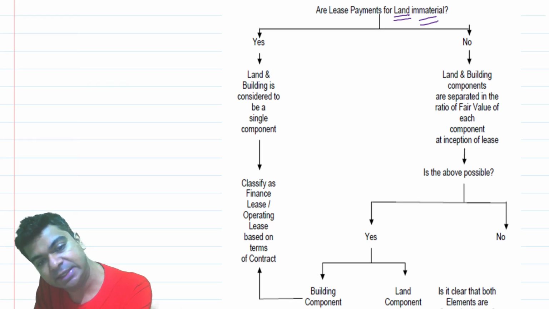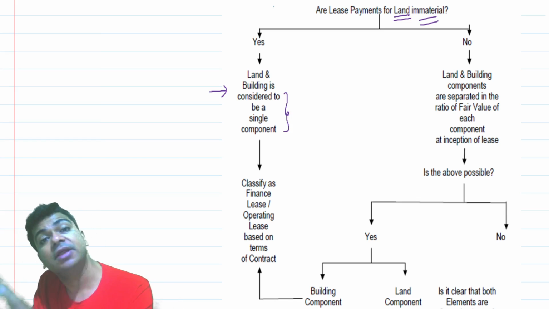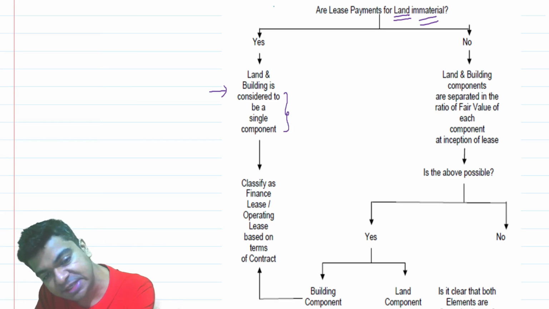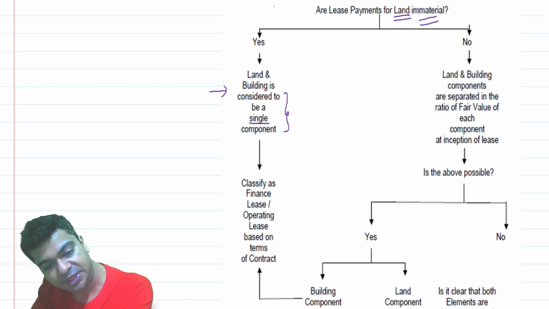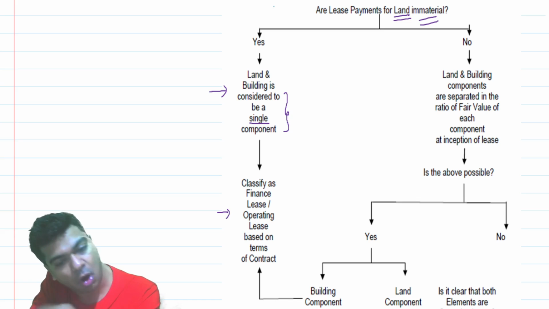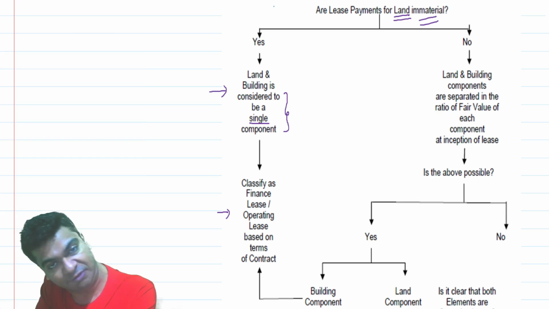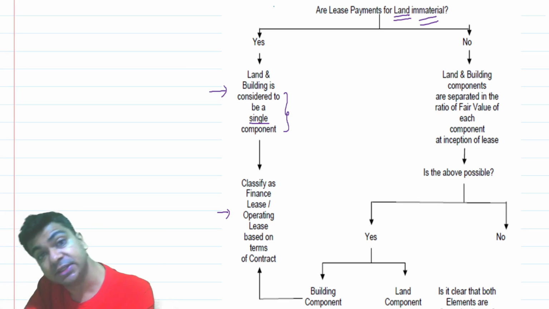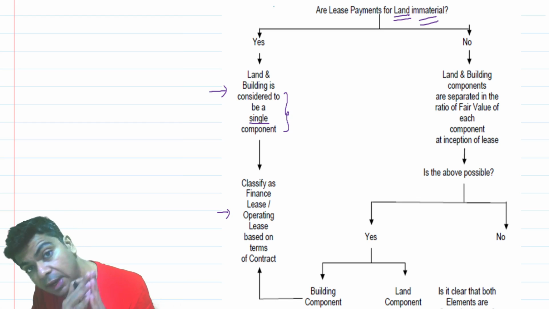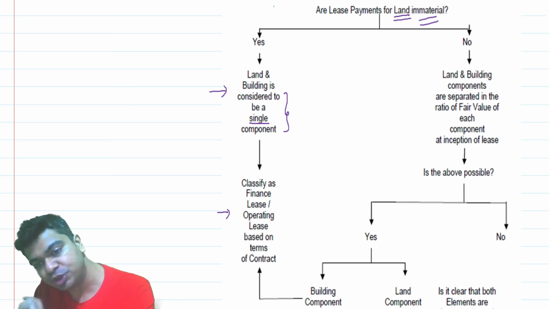If the payments for the land are immaterial, then this is the treatment that is to be done. We will say land and building will be considered to be a single component. In other words, segregation is not necessary. So we will consider it to be a single component, study the terms of the lease agreement, and on the basis of that decide whether it is finance lease or operating lease. So they are saying classify as finance lease or operating lease based on the terms of the contract. So the useful life of this commercial complex is going to be 40 years, but the lease is only for 10 years. Then I can classify it as an operating lease. Or the lease payments are such that they substantially cover the fair value of the leased asset. Then I may classify this as a finance lease. So land and building, single component, and it will be classified as finance lease or operating lease as per the terms and conditions of the lease arrangement.